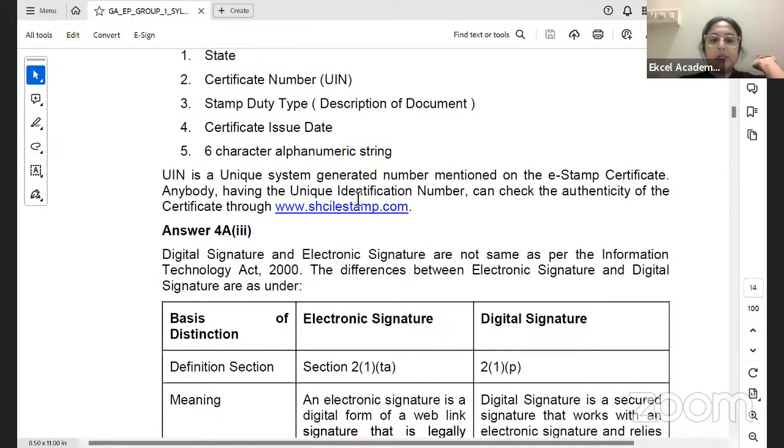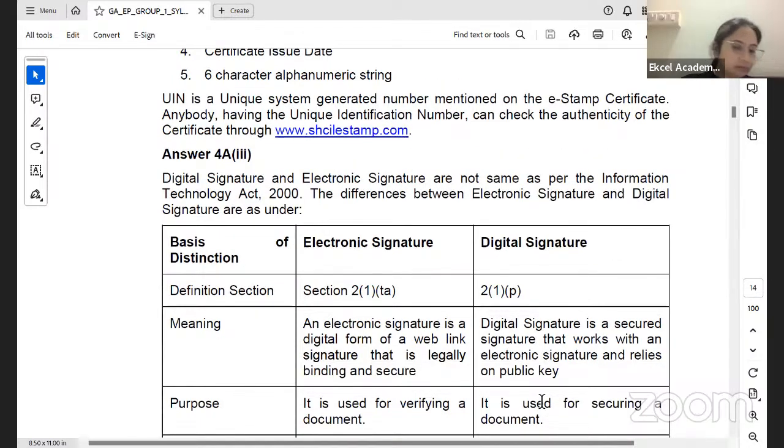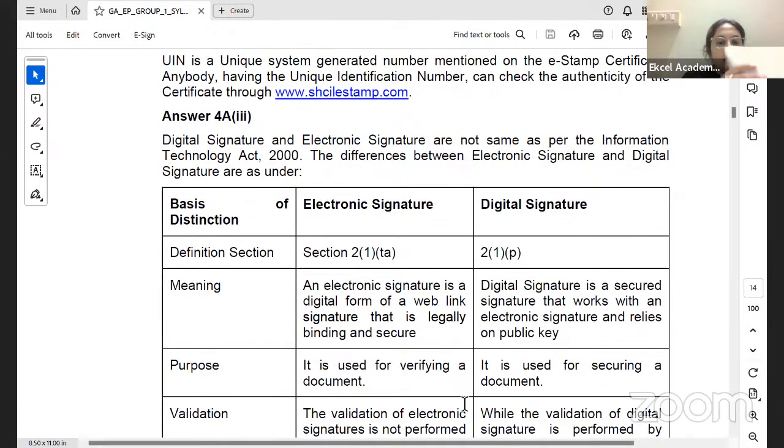So UIN is a unique system generated number mentioned on the stamp. On the e-stamp certificate you get, this UIN will be mentioned. Anybody who is having the UIN can check the authenticity of the certificate. Okay, next question is 4A3. I will just read it out because this is easy.